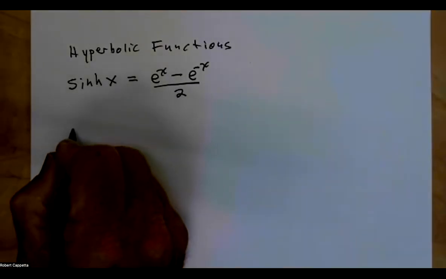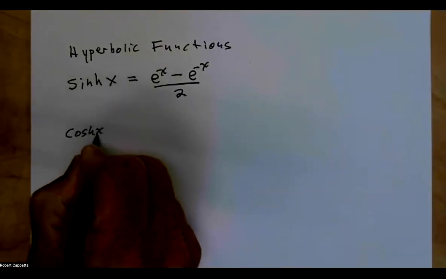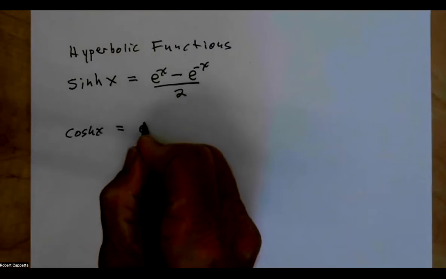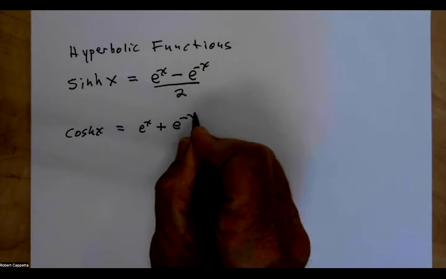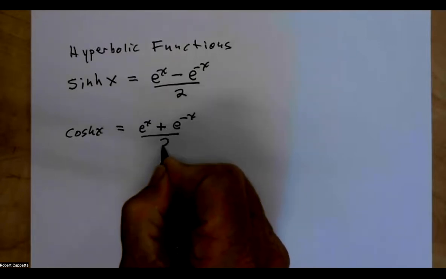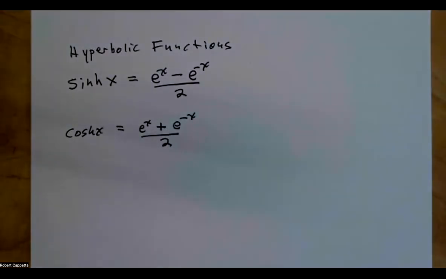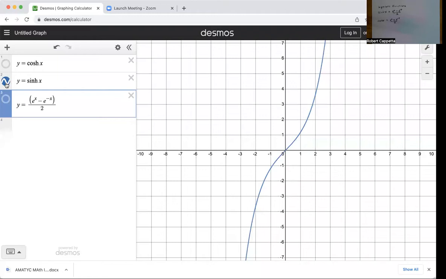Hyperbolic cosine is similar. It is e to the x plus e to the negative x over 2. So let's take a look at that graph, see what that looks like. And you'll notice it doesn't look very much like cosine. It is an even function. Sinh is an odd function, so they have that in common with cosine and sine.